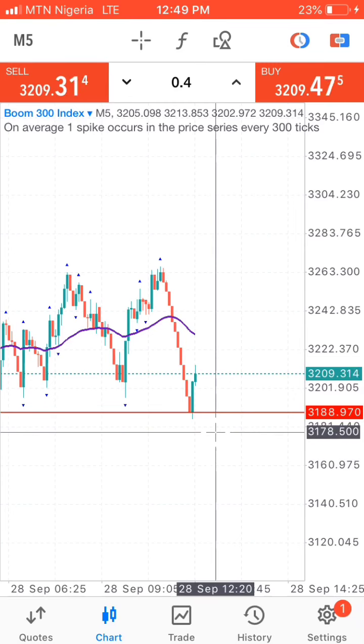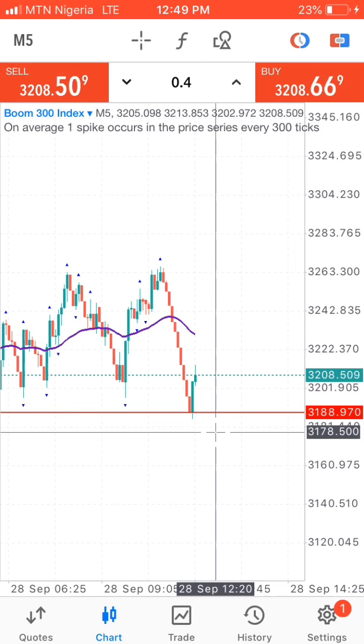Then if you are trading on the crash, of course, you also look out. This thing, it works on different strategies. I'm going to give another video using this strategy on the crash, so that those of you that enjoy using crash move can also use it on your chart in case you want to trade the crash. So I'm going to do a video on that next time, but for now, let's focus on the boom 300.